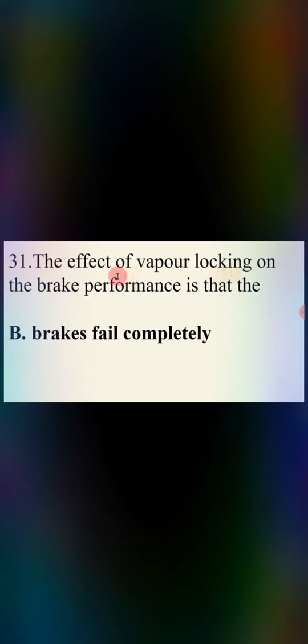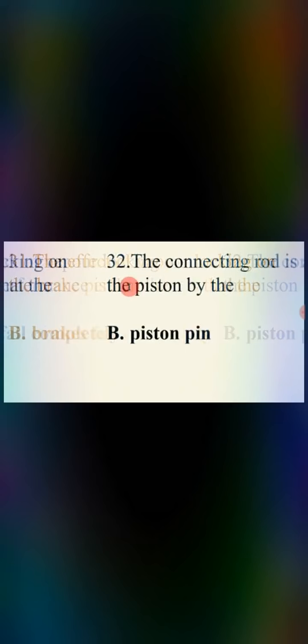The effect of vapor locking on brake performance is that the brakes fail completely. So vapor locking is not good.